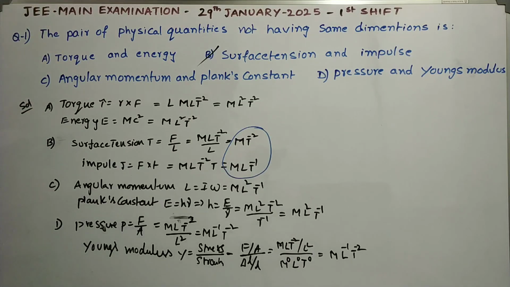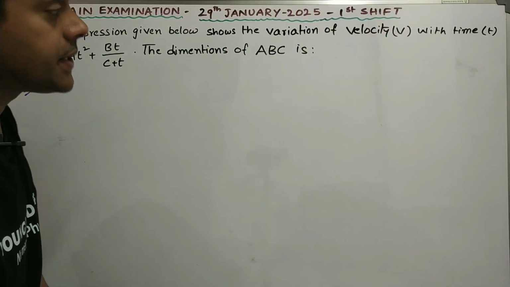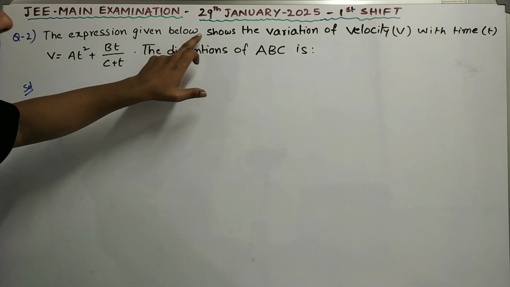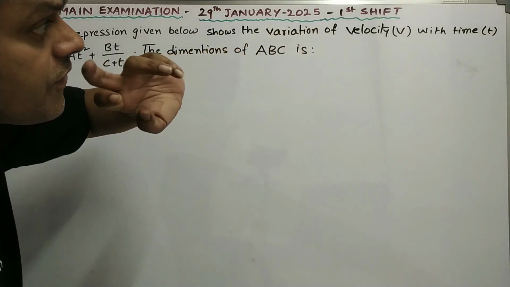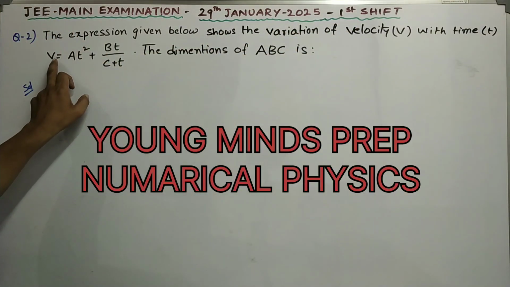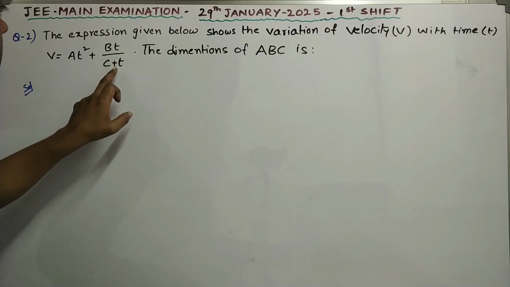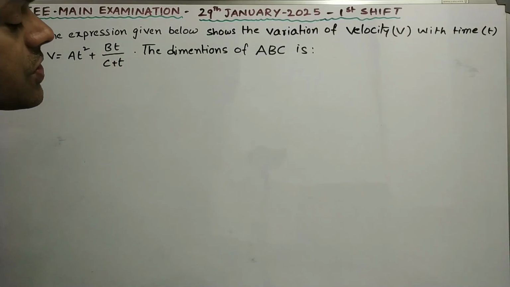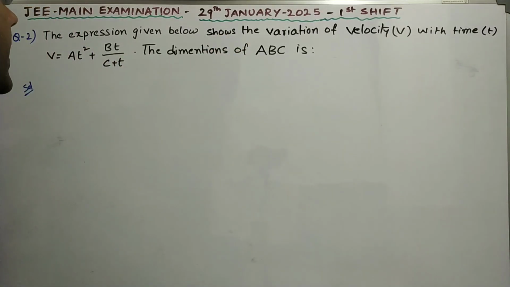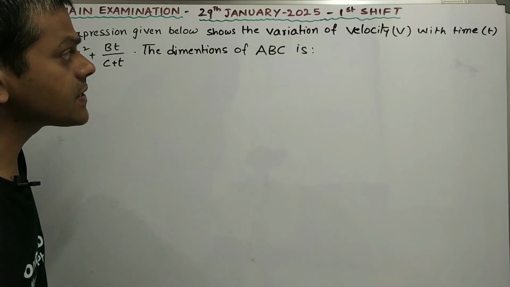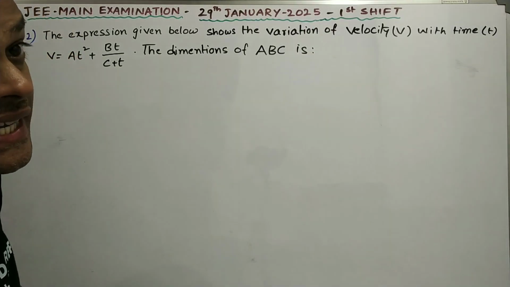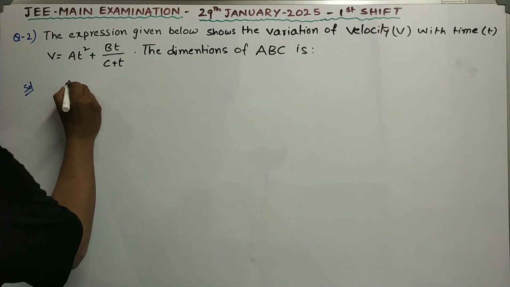Okay, the second question. The expression given below shows the variation of velocity with time: V is equal to AT square plus BT by C plus T. So the dimensions of A, B, C are? You know, in dimensional analysis we have a principle, the principle of homogeneity.